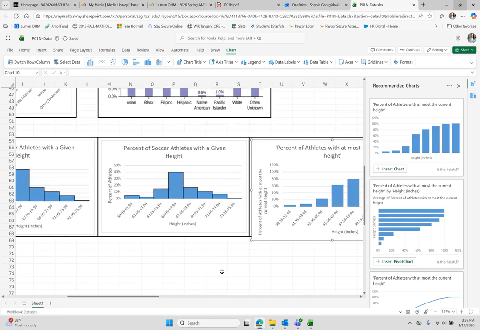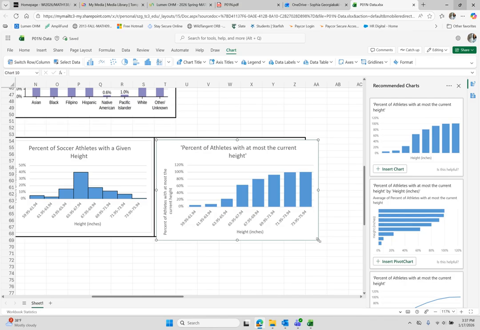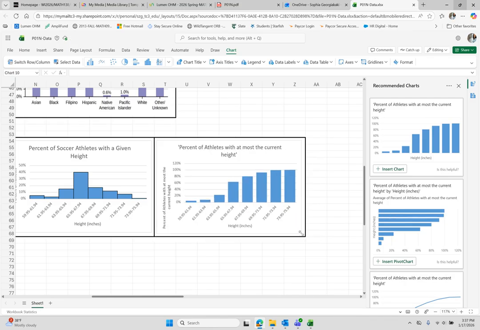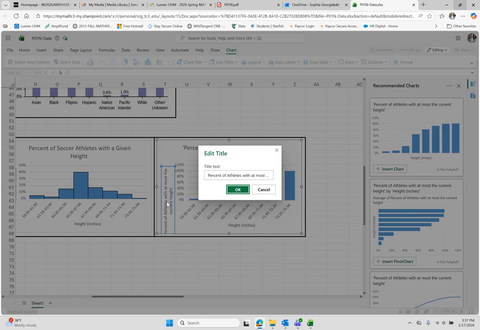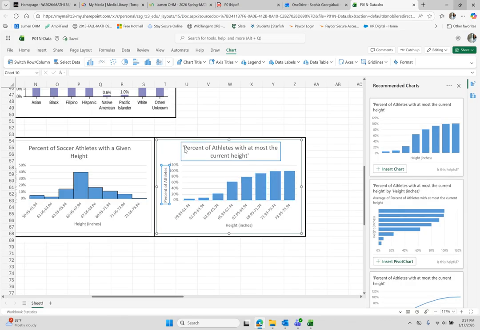One thing that we have forgotten to do here and we have to remember to do is to add labels outside. So this, we will edit the title to just say percent of athletes on the vertical axis. And then the title here explains what this is. The graph is percent of athletes with at most the current height.